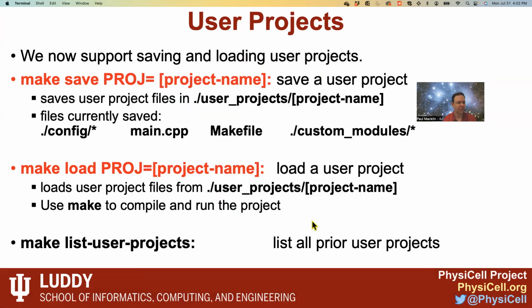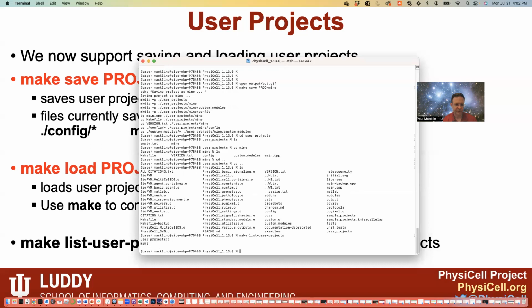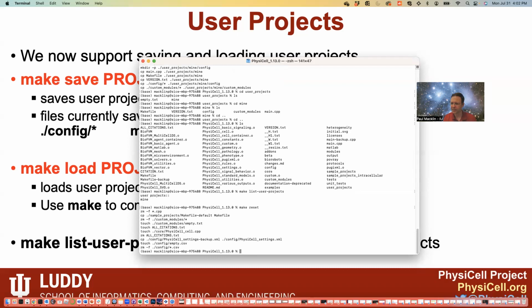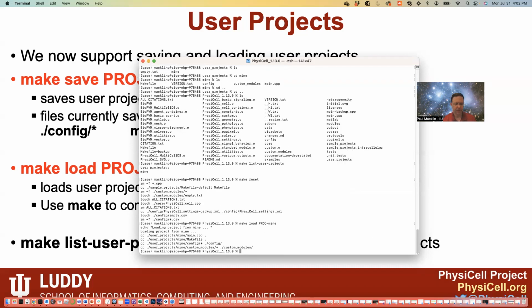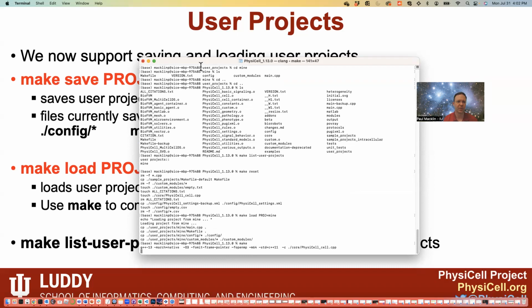Let's go ahead and take a look now. The other nice thing is you can type make list user projects to get a list of all current user projects. Right now, there's only one, the one that we just made. And now let's suppose we could do make reset. So we're back to a clean slate, but now let's suppose we want to go back and resume editing that project we were just working on. You could type make load proj equals the name of the project, in this case mine, and it'll load all those files up and we're ready to go. Just type make and compile and you're ready to go and building this project.